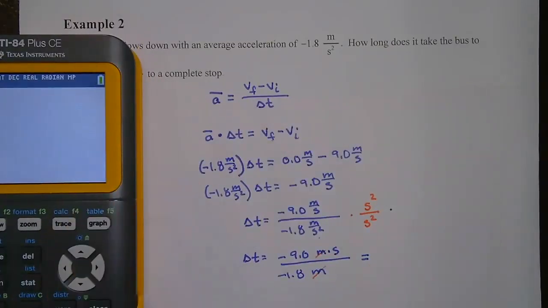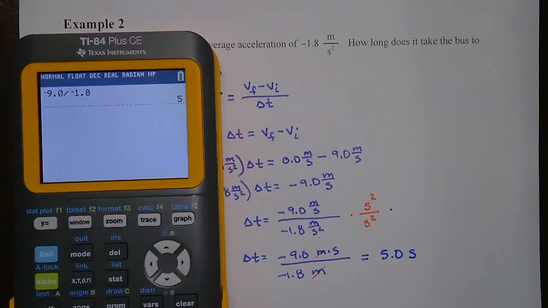So this is negative 9.0 divided by negative 1.8, and we just wind up with a nice clean number, right? It's 5. We need two significant figures, so this actually comes out to be 5.0 seconds. So we wouldn't want to write it as just 5 seconds. We're more accurate than that, right? It's actually 5.0 seconds. Okay.